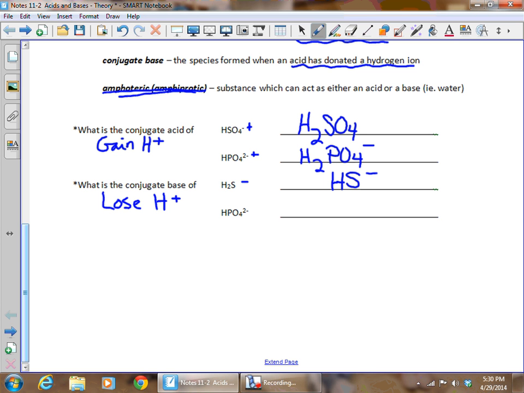See if you can do HPO4 2 minus really quick, remembering to lose an H plus from that species. Hopefully you came up with PO4 after you lost the hydrogen, and since it became one more negative, the charge on this now is going to be 3 minus. So that's how you're going to find conjugate acids and conjugate bases.